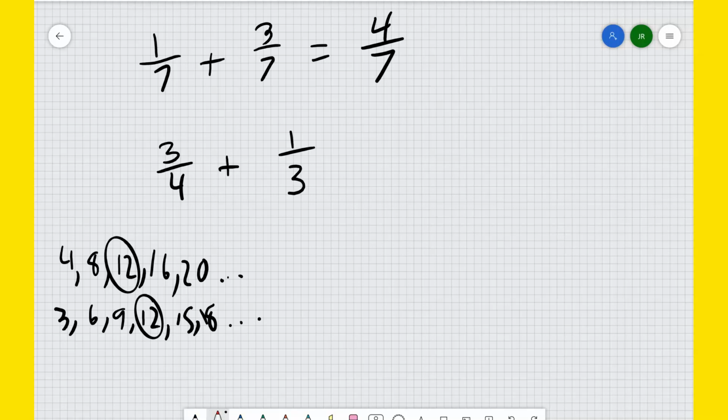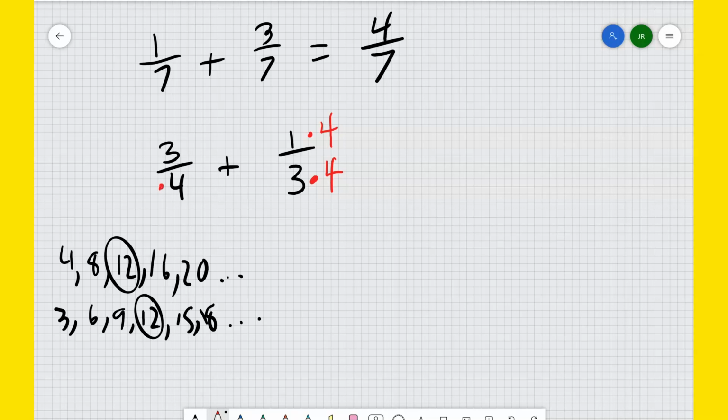So we want the 3 to become a 12, so what do we multiply it by? We multiply it by 4, and that makes it become a 12. Whatever we do to the bottom, we can do it as long as we do the same thing to the top. The reason is that it keeps the same value. If you multiply by 4 on top and 4 on bottom, that's 4 over 4, which is 1. So you're multiplying by 1, which doesn't change the value of anything.